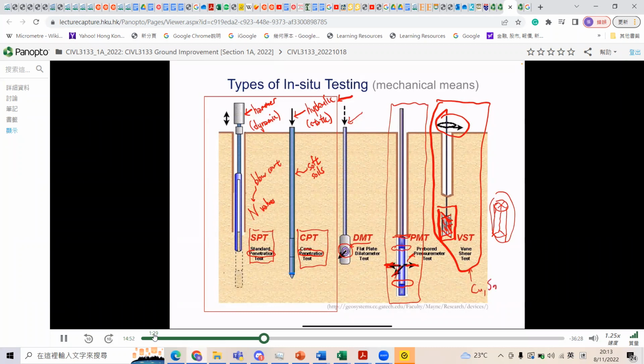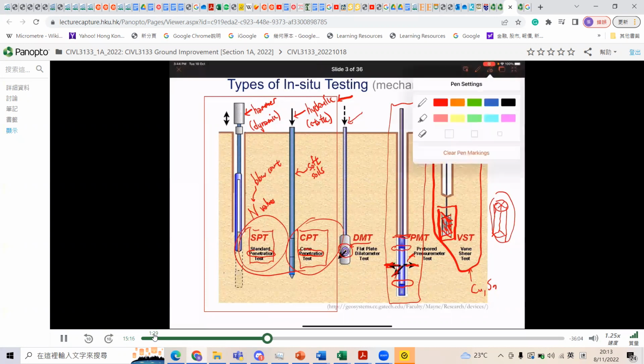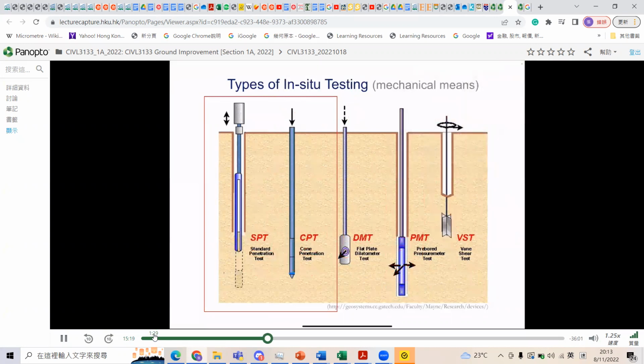So this is just a quick summary of the most commonly used approaches in ground improvement to evaluate whether the strength and stiffness of the ground have improved. As we mentioned, we will look at SPT and CPT mainly because they're used quite commonly in Hong Kong. All of the methods that you see on this slide are mechanical means instead of geophysical.